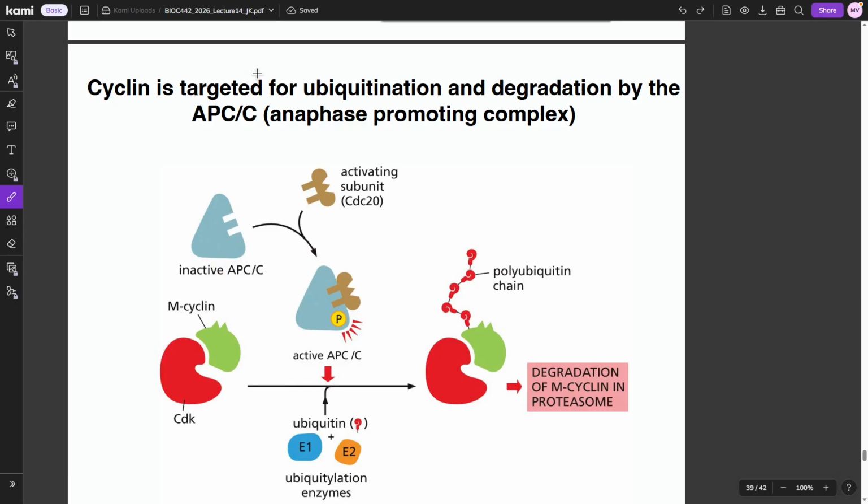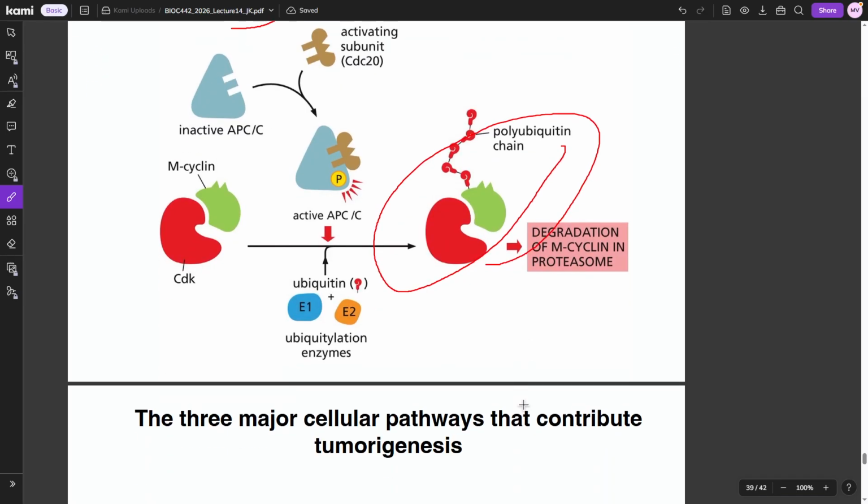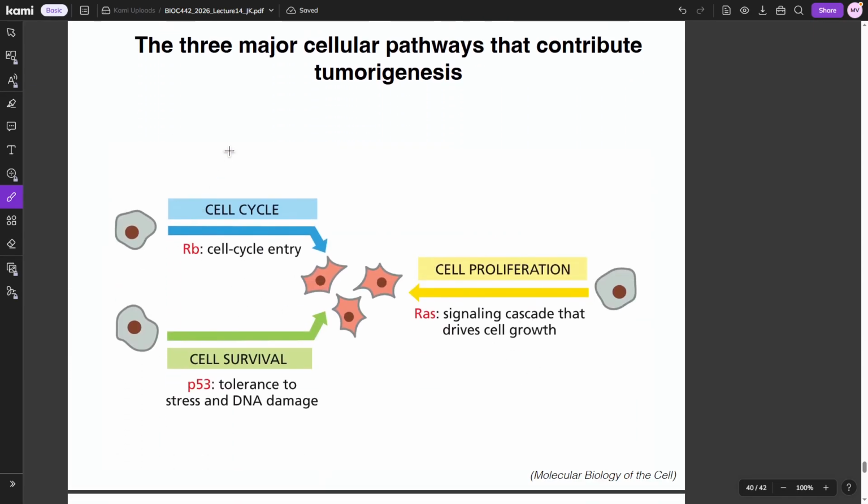So cyclin is targeted for ubiquitination and degradation by the anaphase promoting complex. So remember that cyclin is degraded by this. So APC is actually a tumor suppressor because it prevents proliferation. Talked about this, the cell cycle pathway. So for the cell cycle, remember RB and the E2F pathway. Remember that RB is a repressor for E2F. And when phosphorylated, RB leaves and E2F promotes cell division.